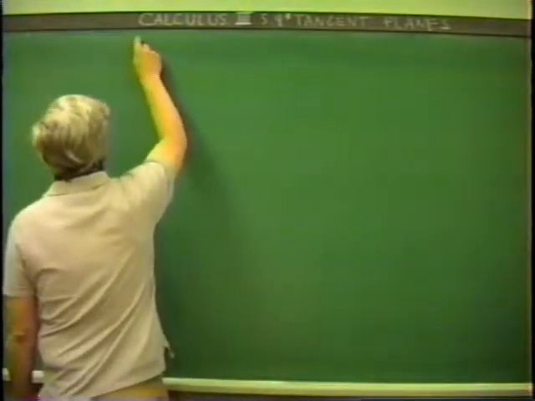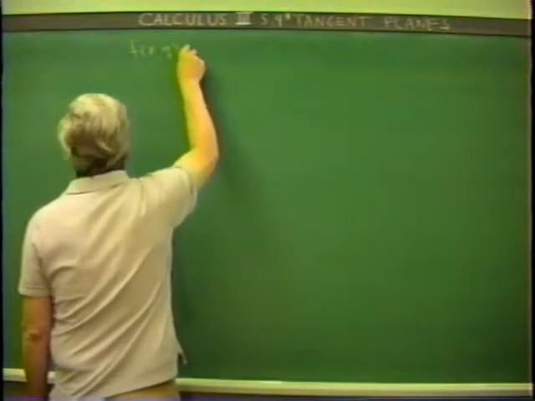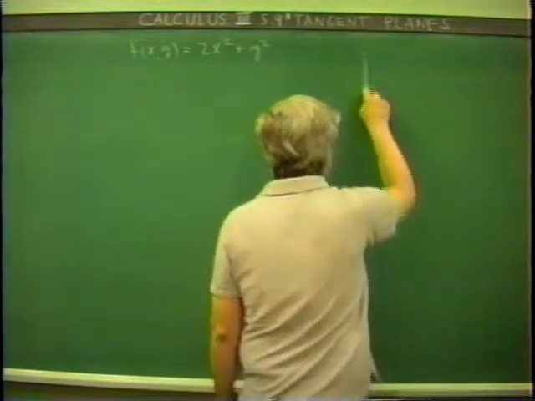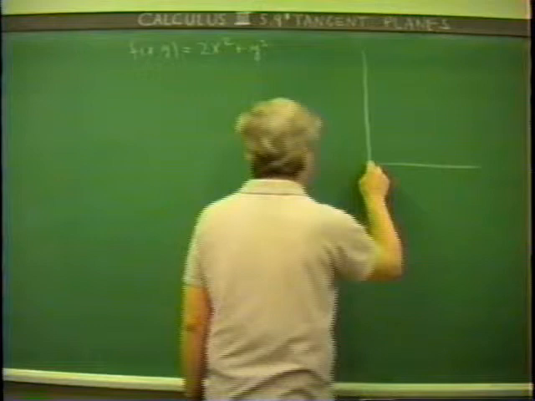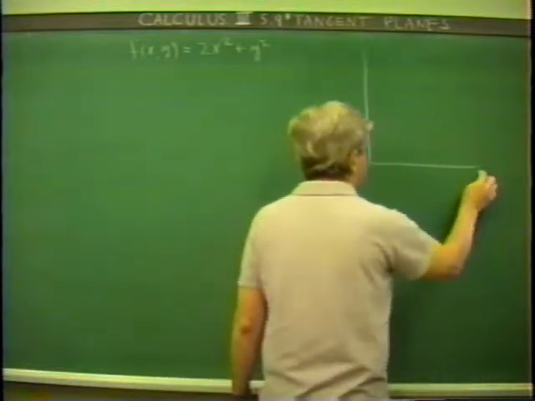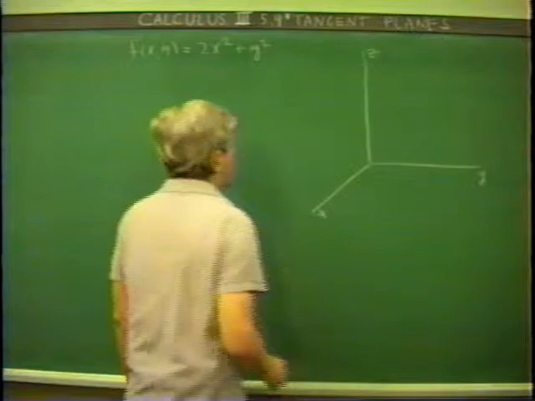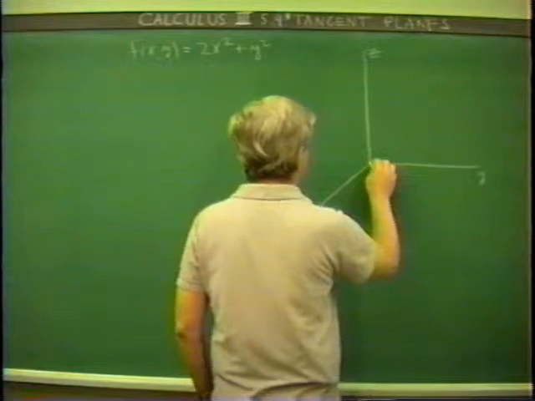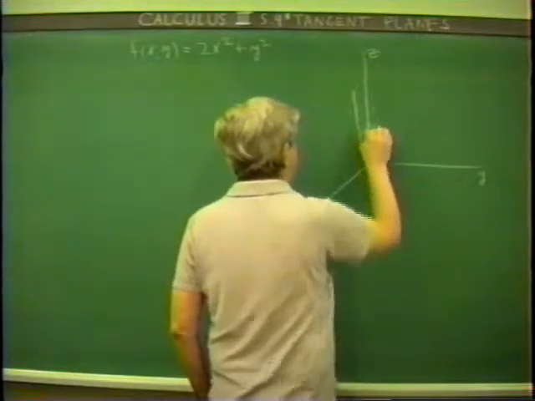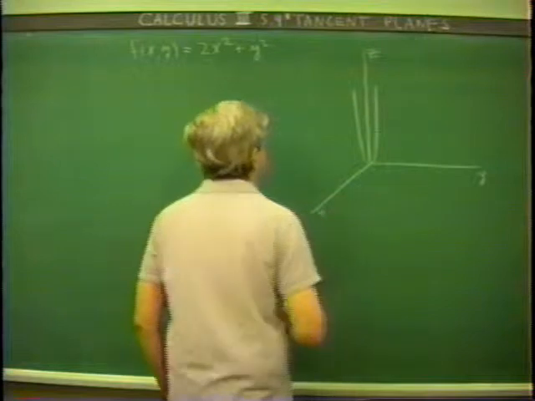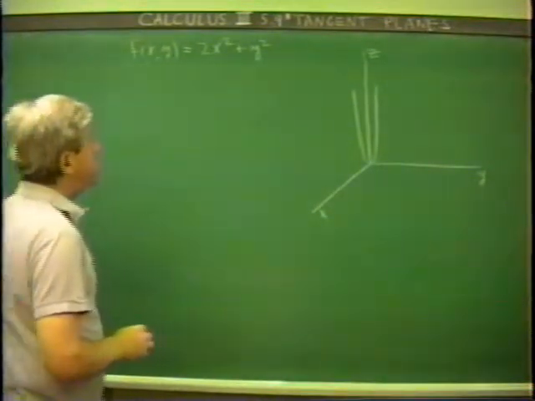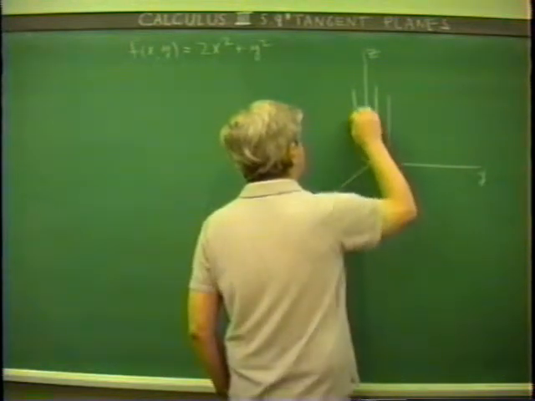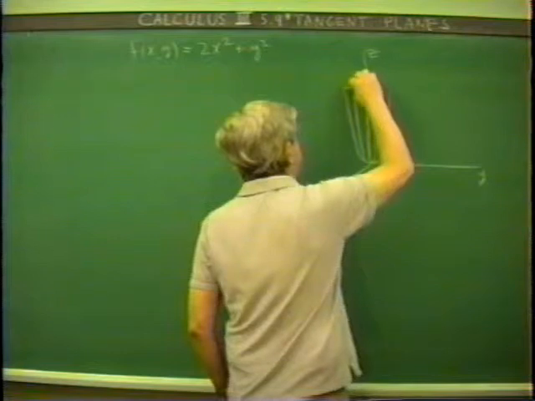Let's take a look at some specific examples of finding the equation of the tangent plane at a specified point. Let's let f of x and y equal 2x squared plus y squared. Right? This is an easily graphed function. It's a paraboloid. And when y is equal to 0, we're looking at z is 2x squared. So that's going to be like so. And when x is equal to 0, we're looking at z is equal to y squared. So that's going to be like this.